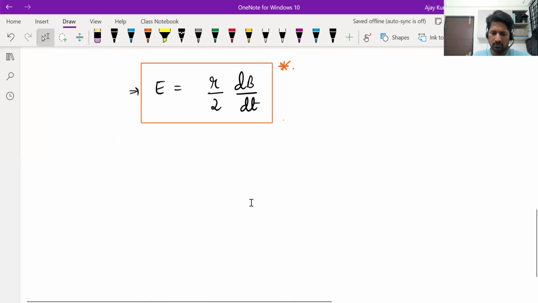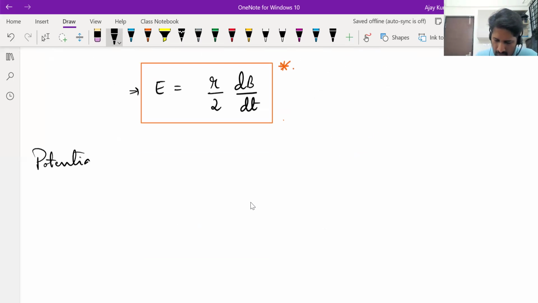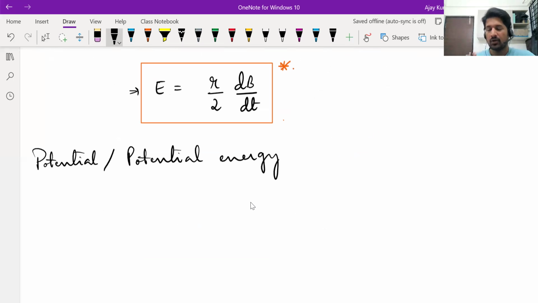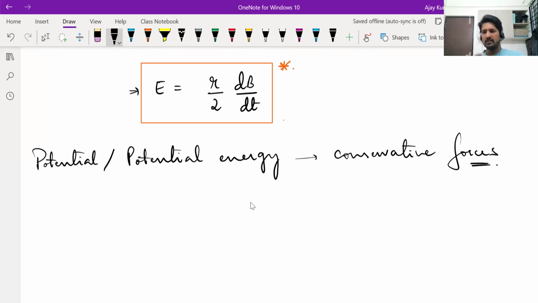See, we talk about potential or potential energy only when it comes to conservative forces. This is an 11th class concept. Potential energy is associated only with conservative forces. Like spring force is a conservative force, F is equal to minus kx, so we write potential energy stored in a spring as half kx square.